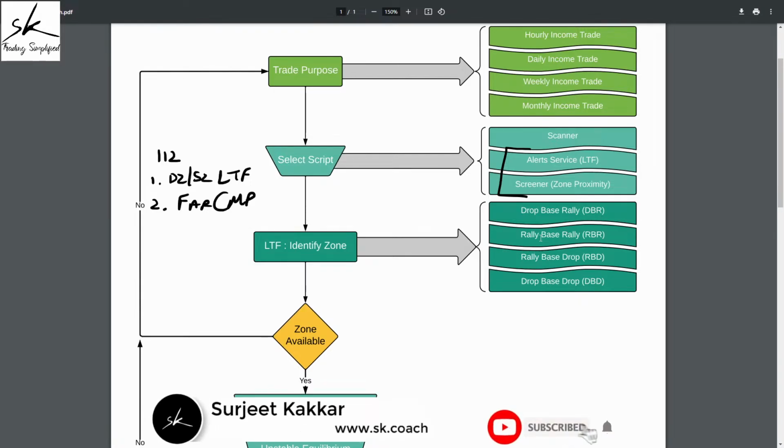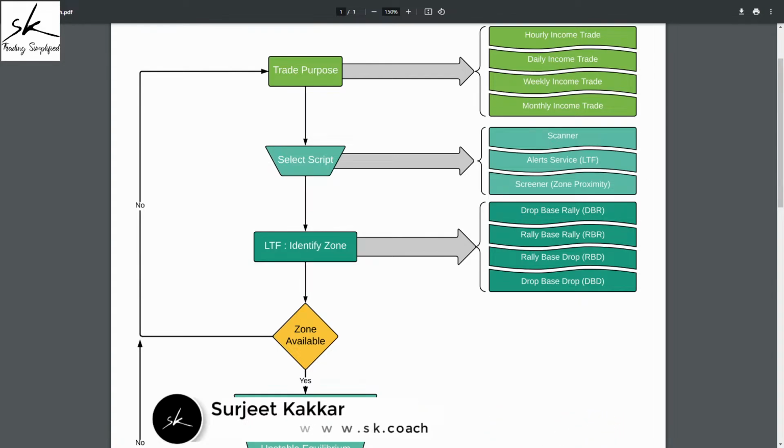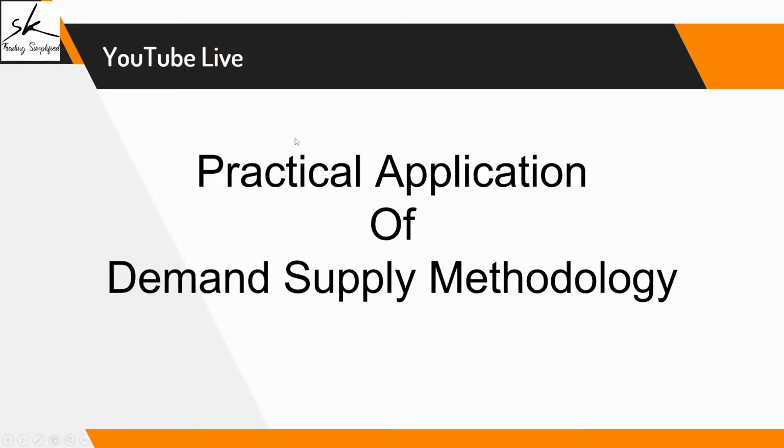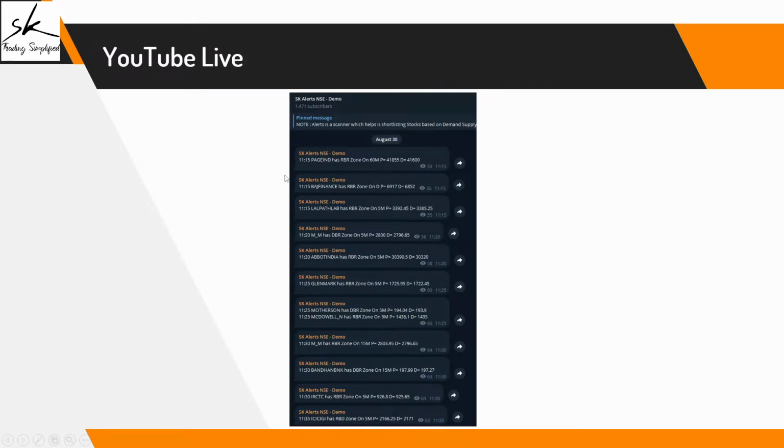But just to give you an overview of how they basically work, let's start with the first one, which is alerts. How does alerts basically work? What alerts do is that as soon as you have a formation of a demand zone or a supply zone during the live market, it is constantly monitoring the market during market hours, and as soon as a zone forms, it notifies you.